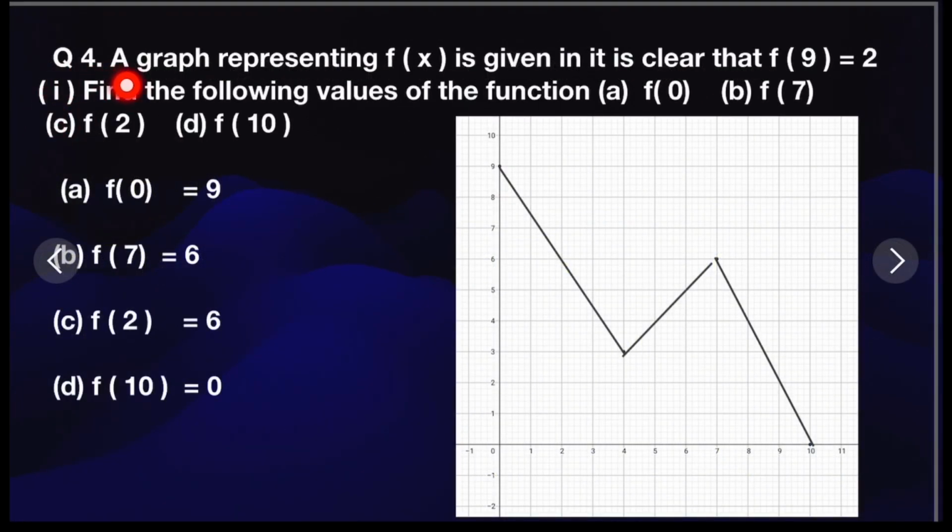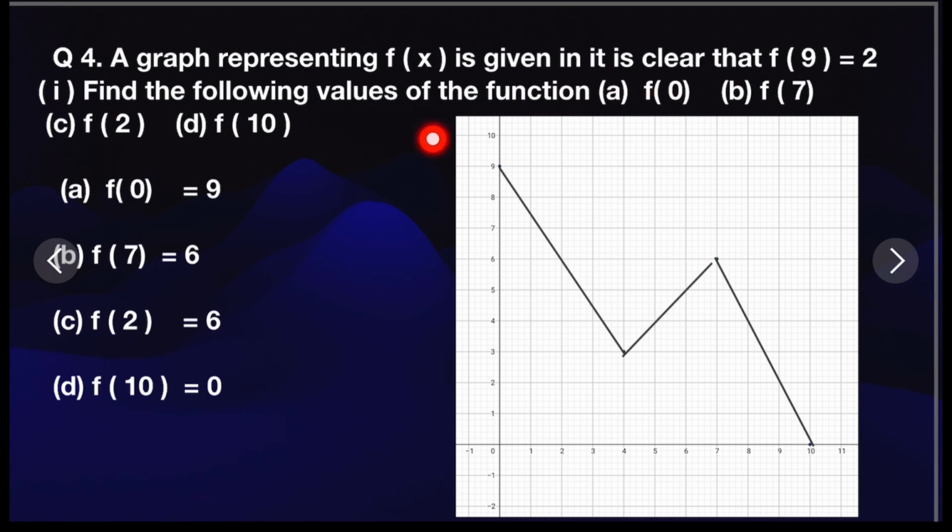Question number 4. A graph representing f(x) is given. It is clear that f(9) is equal to 2. Find the following values of the function. So this is the graph. These will be the x values and this is the f(x) value. If the value of x is 9, the value of f(x) will be 2. We can see that. That is already given.